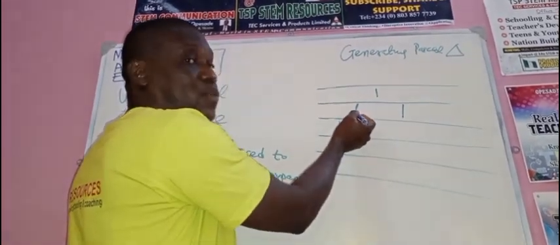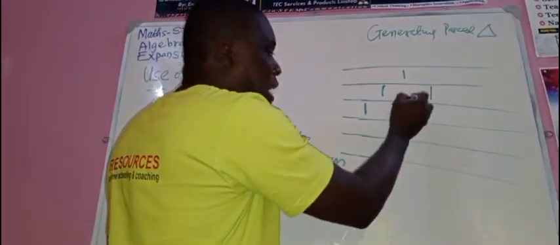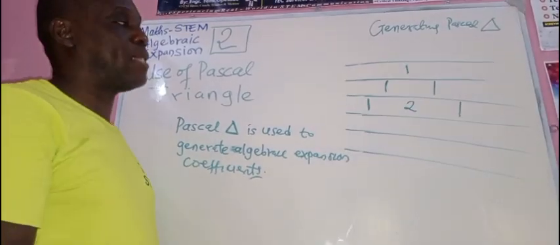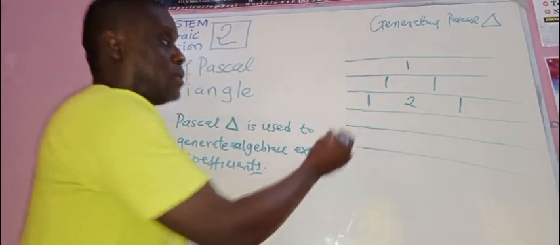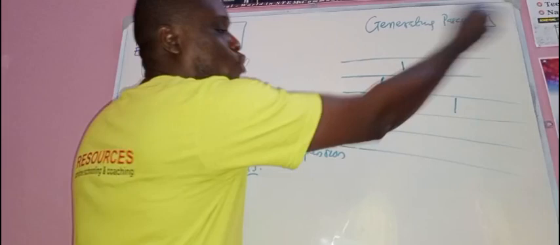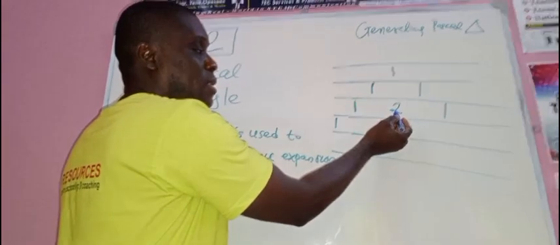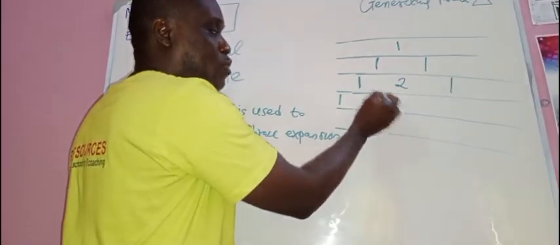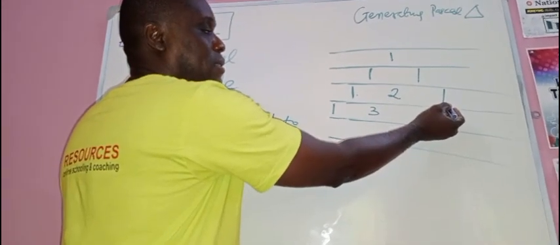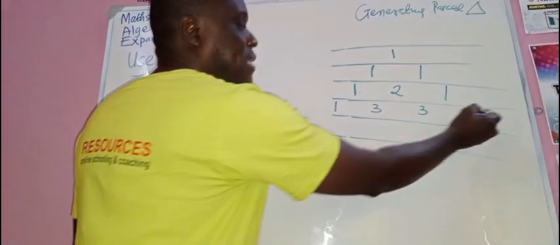Now, you add these together. What is 1 plus 1? At the middle, down, 2. Then it ends with 1. Then again, I start here with 1. Always begin with 1 and end with 1. What is 1 plus 2? 3. You put it at the middle, down. What is 2 plus 1? 3. At the middle, 3 down. Then it ends with 1.